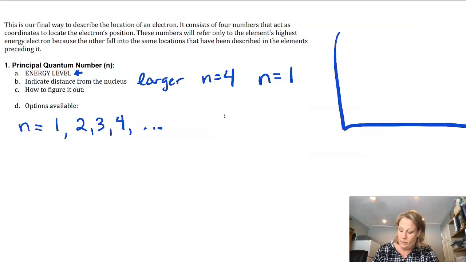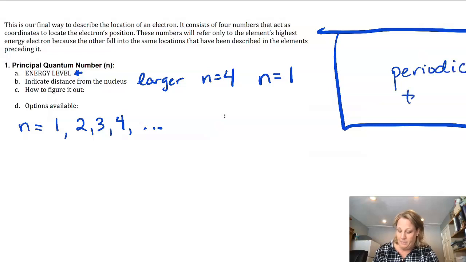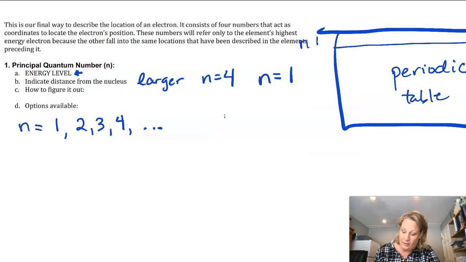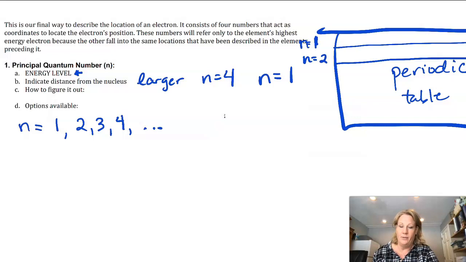And then if you can sketch a really simple periodic table, the elements that are in the first period, or row, always have their highest electrons in n equals 1, the first energy level. Second period, n equals 2. Those elements have electrons in the first energy level and the second energy level, and so on. So the period, the row on the periodic table, corresponds to the energy level, or the principal quantum number n.